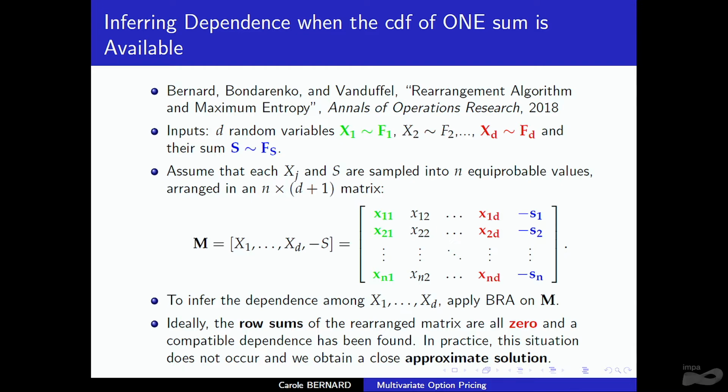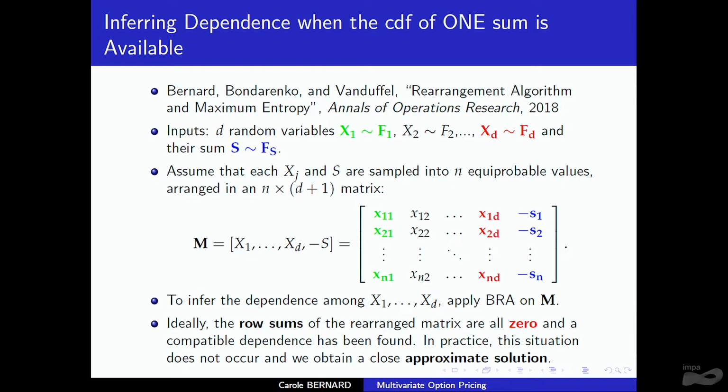So we are actually trying to get x1 plus x2 plus xd plus the last column equal to 0 identically. And if we manage to get 0 as a sum everywhere, we have obtained an equality almost surely. So we are actually finding the distribution such that x1 plus x2 plus xd equal s almost surely. And of course, then we have also equality of distribution. So we have a very strong statement as soon as we get 0 everywhere.